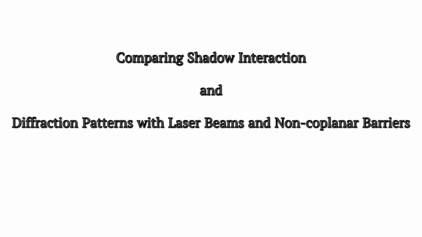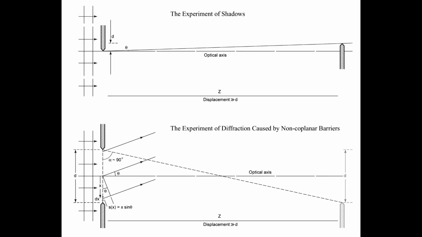Comparing shadow interaction and diffraction patterns with laser beams and non-coplanar barriers. Here, we will examine two experiments. The first is a straightforward shadow experiment with perplexing factors obscuring either object along the optical axis. The second experiment involves diffraction caused by non-coplanar barriers, maintaining an aperture of 0.05 mm at the z=0 position.